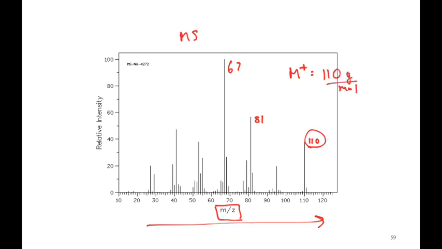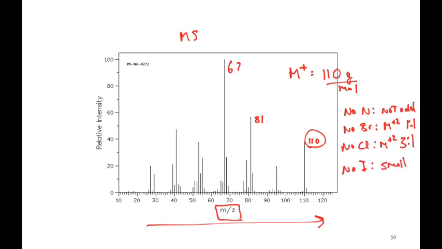Now that we have that identified, now what can you do? No nitrogen, because the mass is not odd. No bromine, no chlorine. No bromine. Why? There's no second peak. We need an M+2, 1 to 1. No chlorine. Same deal, M+2, it should officially be 3 to 1, just for the record. No iodine because it's a small number.